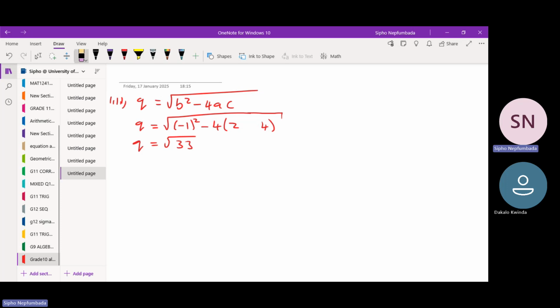You can even not use the multiplication. You can even use the brackets. You say 8, you close, you open, you say -1.